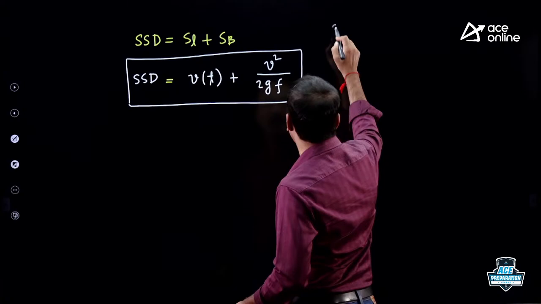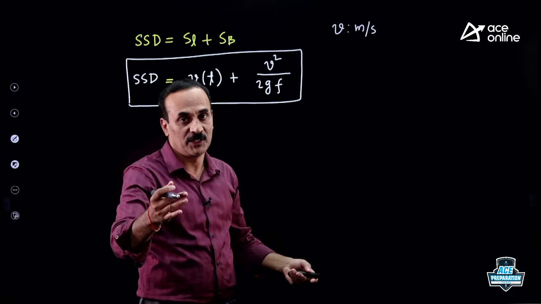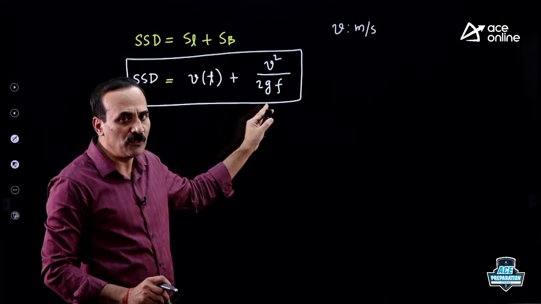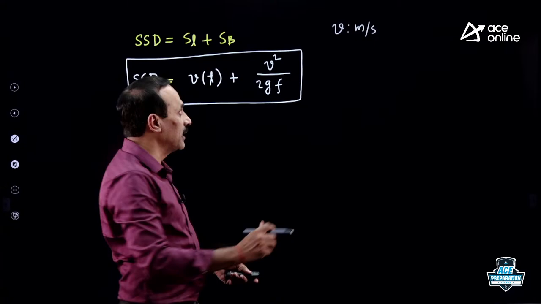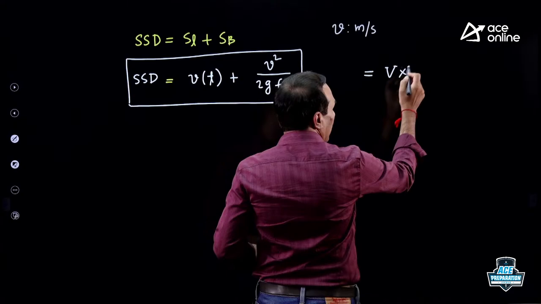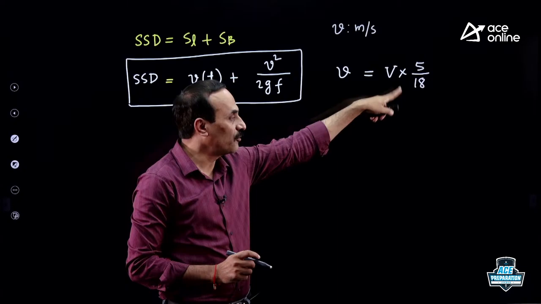Small v is design speed in meter per second. But in ESE exams, prelims and all, generally they'll give the speed in kmph. So if you want to use this equation, first you need to convert kmph into meter per second and substitute. It takes time. That's why we try to create an equation which gives you the speed directly in kmph. Say suppose capital V is speed in kmph. How do you convert that into meter per second? To convert kmph into meter per second, you need to multiply with 5 by 18, will be the small v. So in place of small v, you substitute V into 5 by 18 and then simplify.